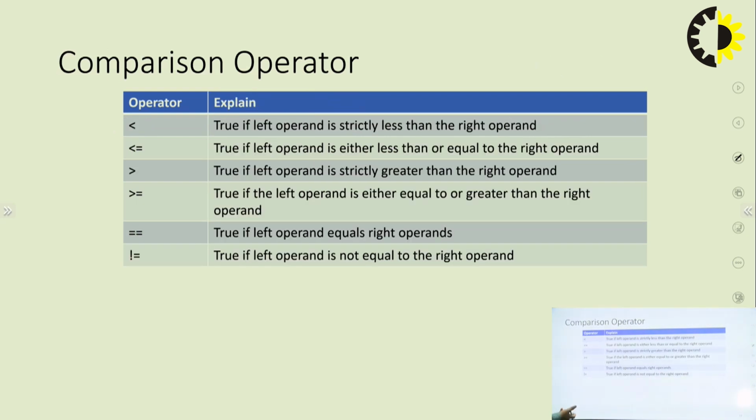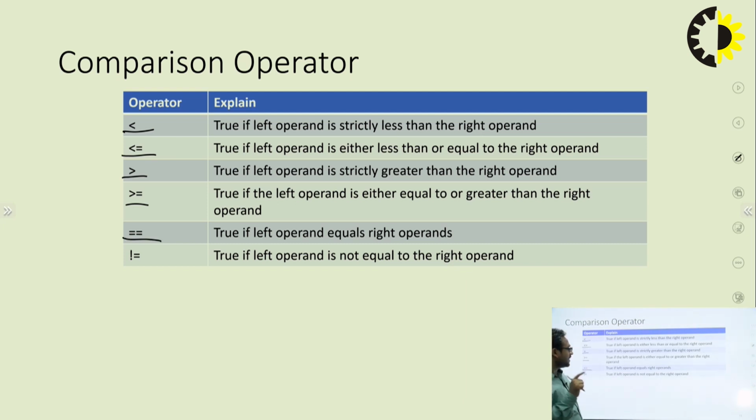Okay. The comparison operator is used to compare two things. If you want to compare two things, you can use a comparison operator, such as less than, greater than or equal to. If the left operand is strictly less than the right operand, it returns true, and a comparison operator always returns a Boolean value, either true or false. Right? So greater than, equal to, less than or equal to, double equal to. Now the matter is double equal to.